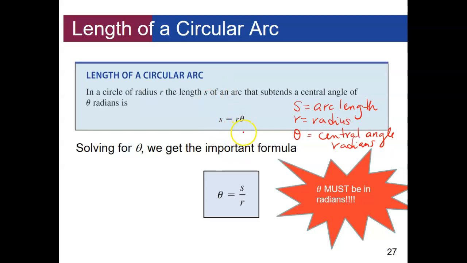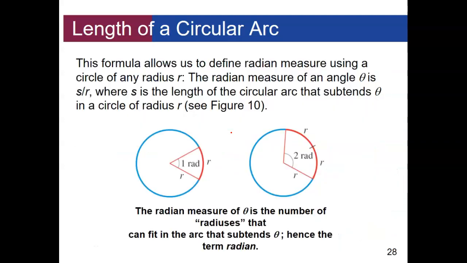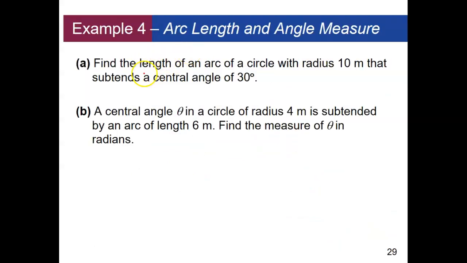Another version of this, if we divide both sides by r, gives theta equals S over r, and so we get this formula here. Okay, all right, so part A: find the length of an arc of a circle with radius 10 that subtends a central angle of 30 degrees.